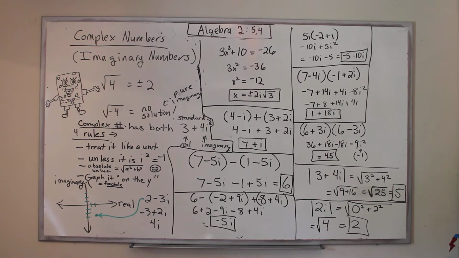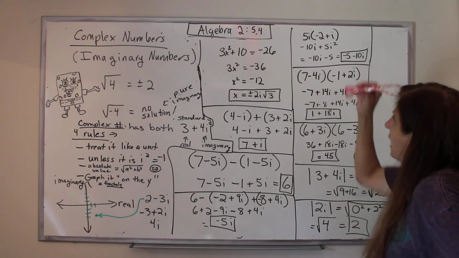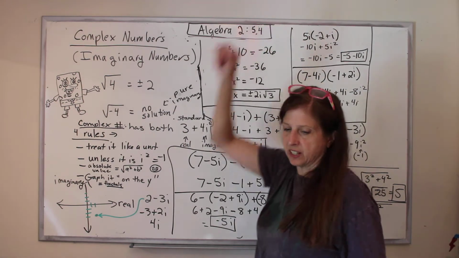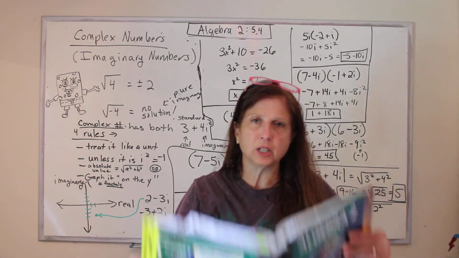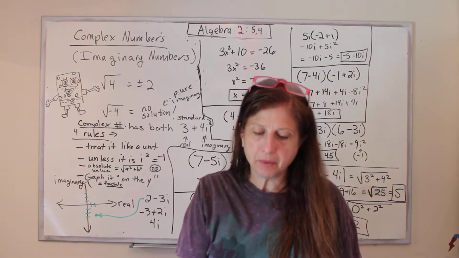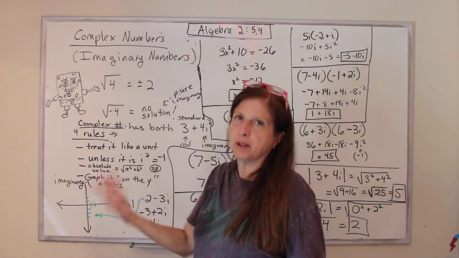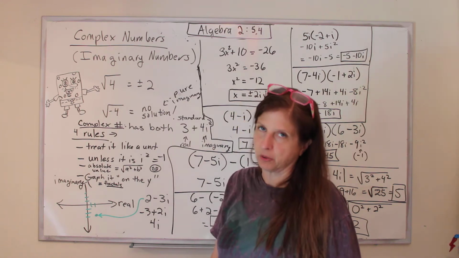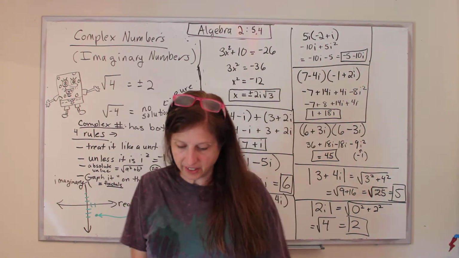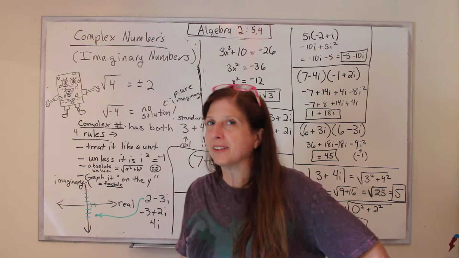Welcome back to Algebra 2, Chapter 5, Section 4 in this book. What we're going to be talking about are complex numbers, which are slightly different, but the real topic is imaginary numbers. So, what's an imaginary number? I have a lot of opinions about this.